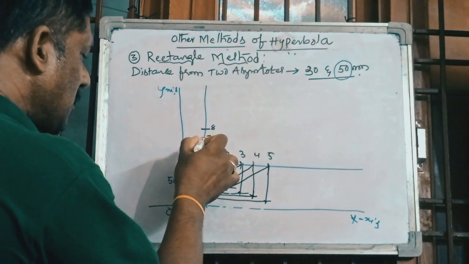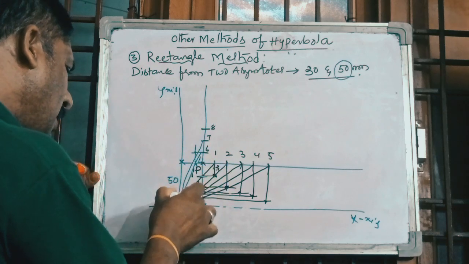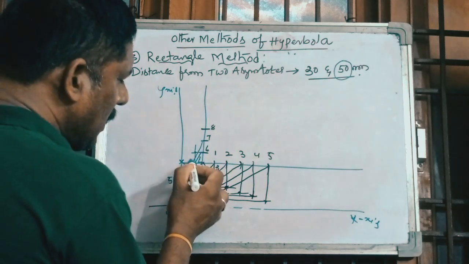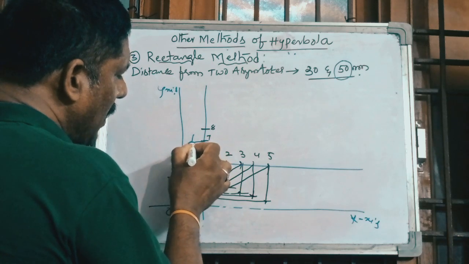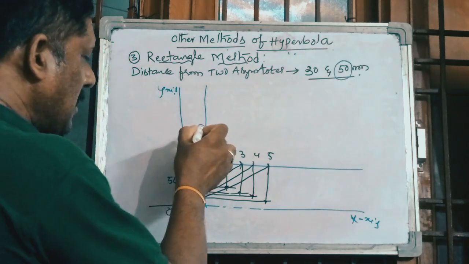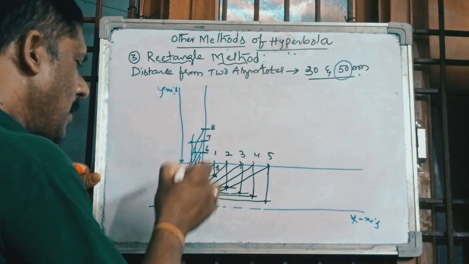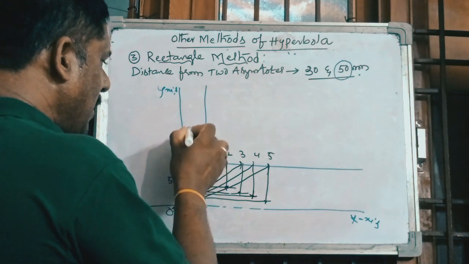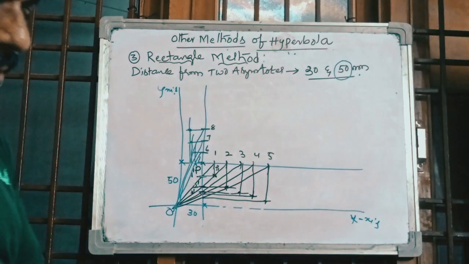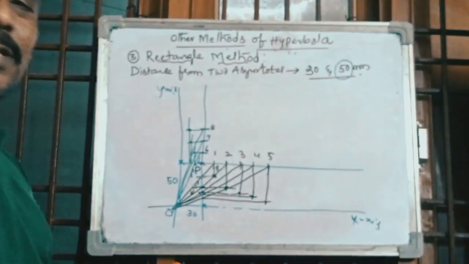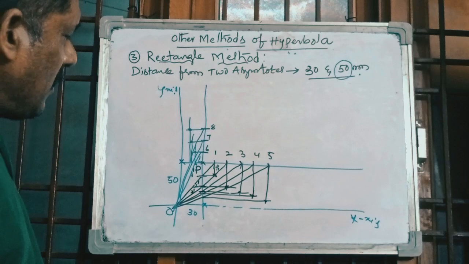So now go for the 7th line. Just join the 7th line to the O. So it is cutting at this point. So from here draw the vertical line and from here draw the horizontal line. Next, the 8th line. So from here draw the vertical line and from here draw the horizontal line. Okay, so like that you can take 8 points or 10 points in the examination.